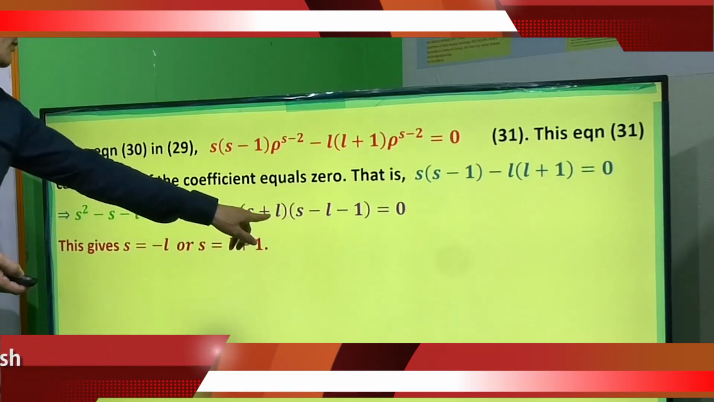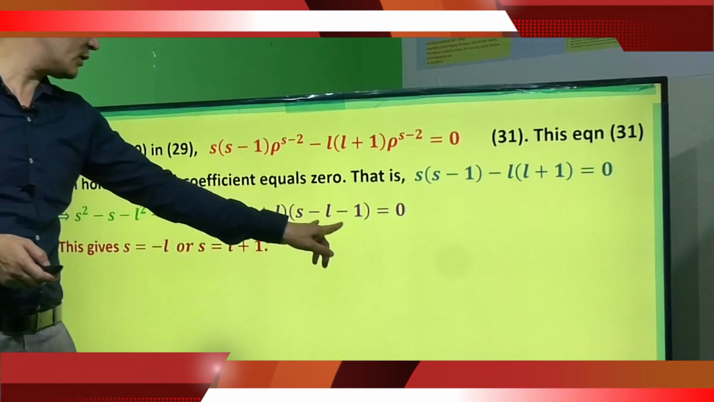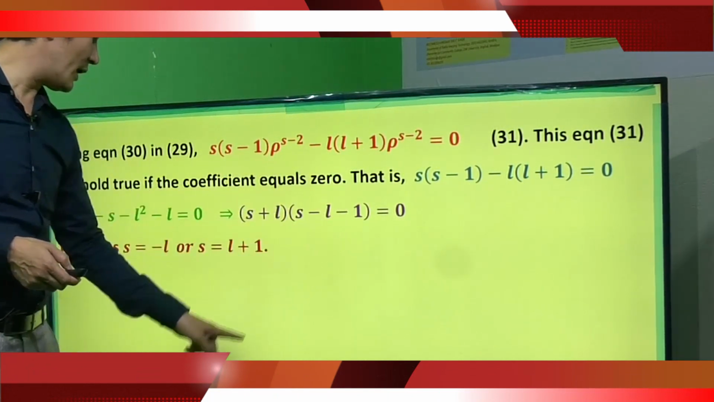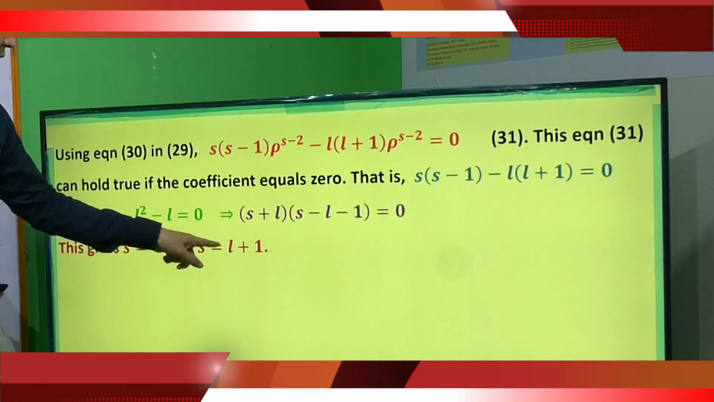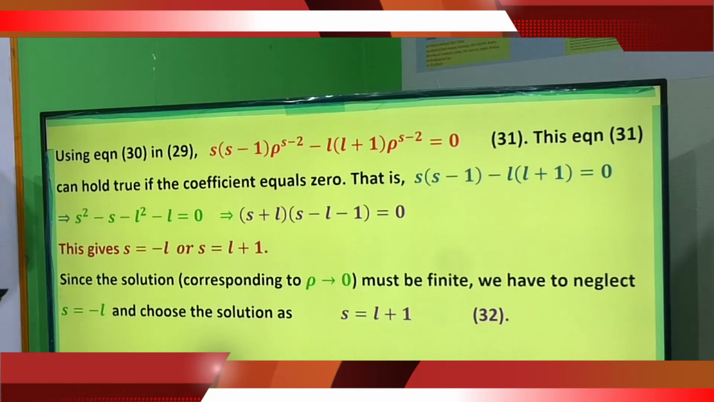When s plus L is equal to 0, I get the solution s is equal to minus L. Or when the other factor equals 0, I get s is equal to L plus 1. So these are two possible solutions. Out of these solutions, we have to see one thing.